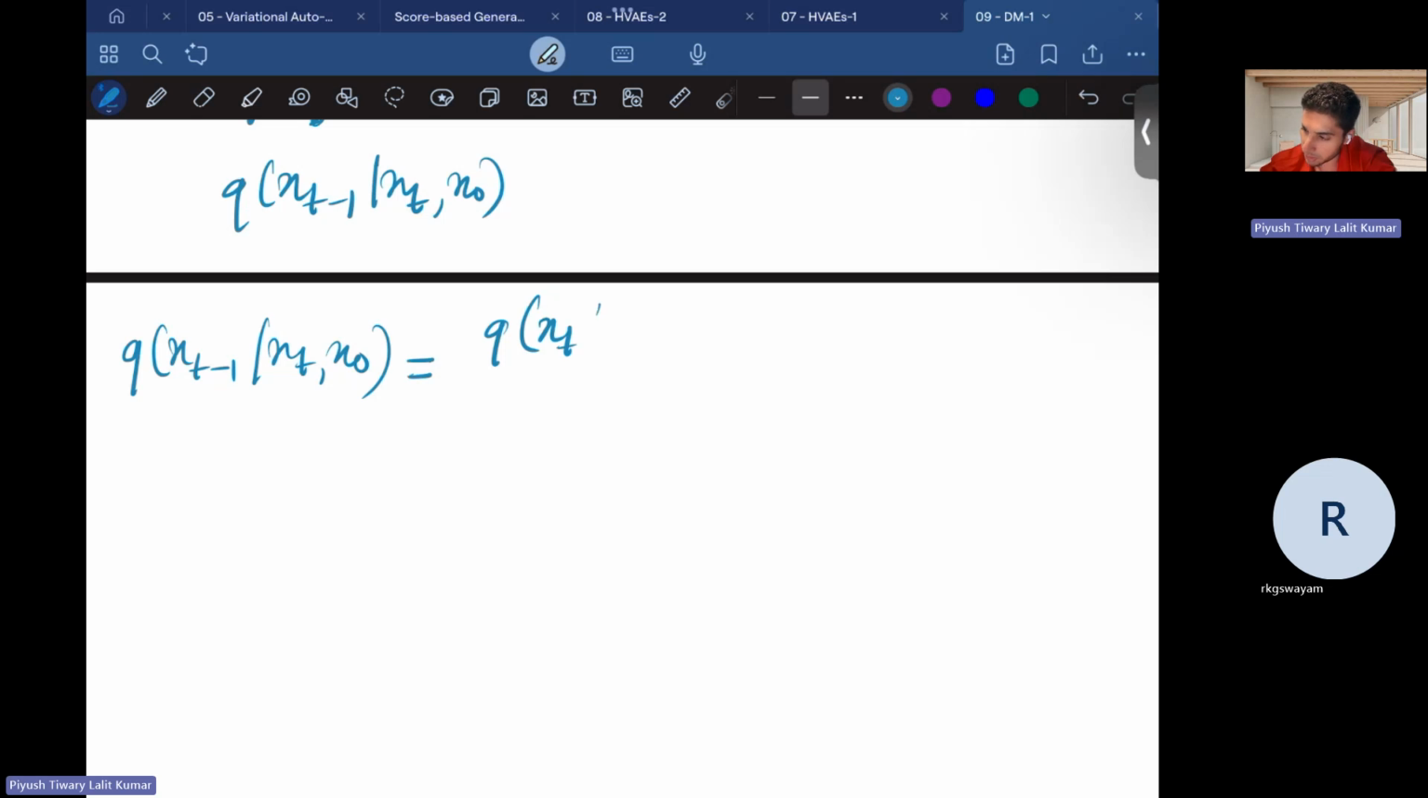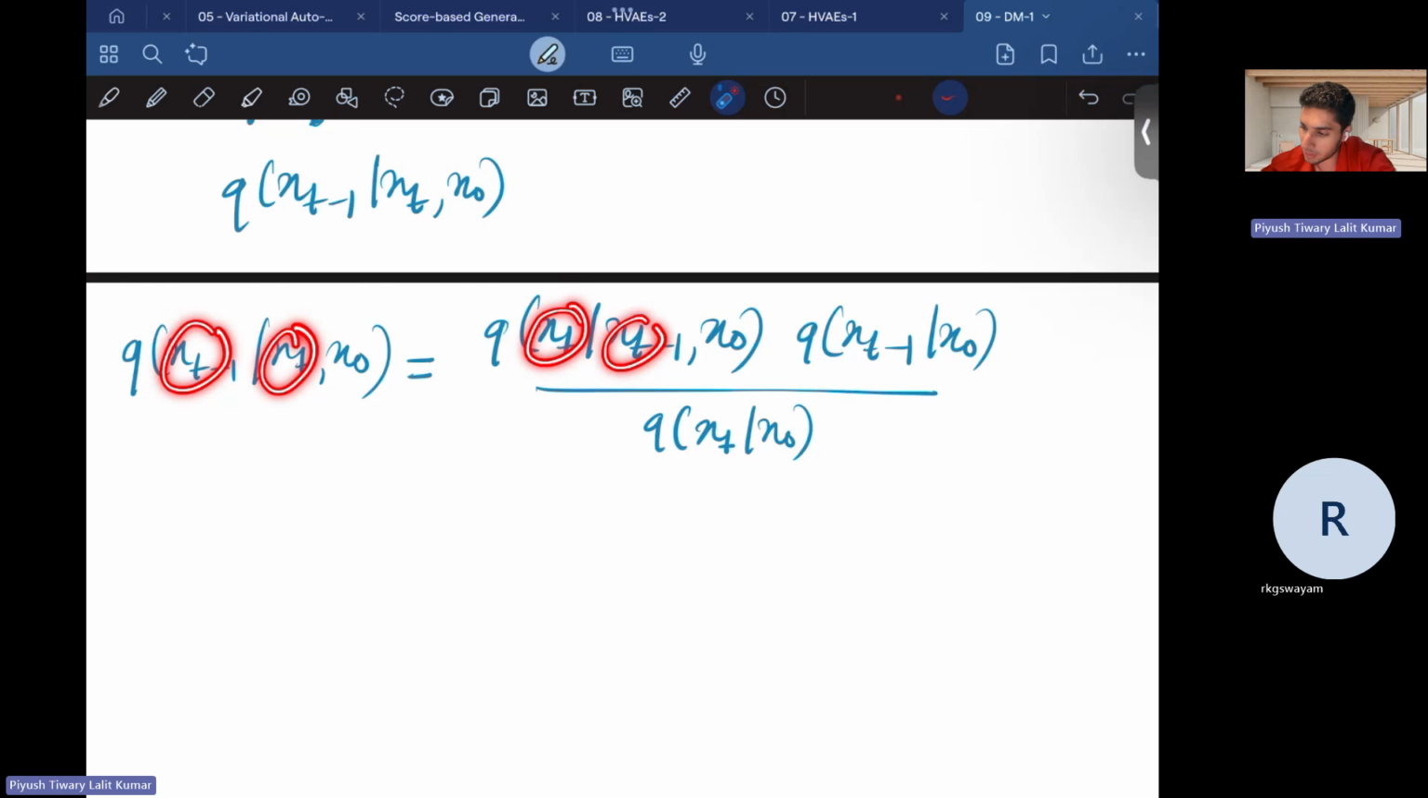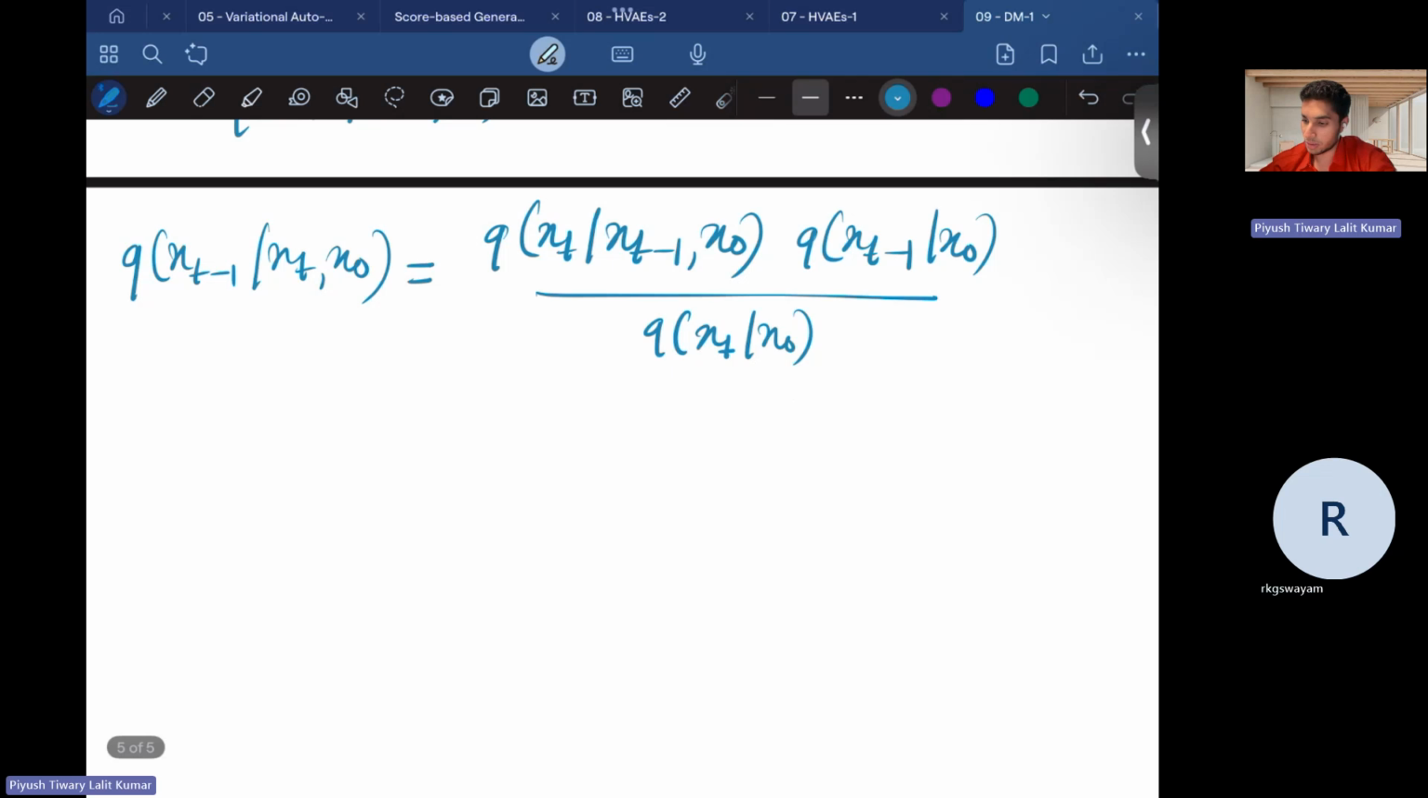So I'm using Bayes rule to write this down. q of xt minus 1 given xt comma x naught is equal to q of xt given xt minus 1 comma x naught, times q of xt minus 1 given x naught, divided by q of xt given x naught. Is this fine? I'm just writing it as Bayes rule: p of x given y is equal to p of y given x times p of x, divided by p of y.